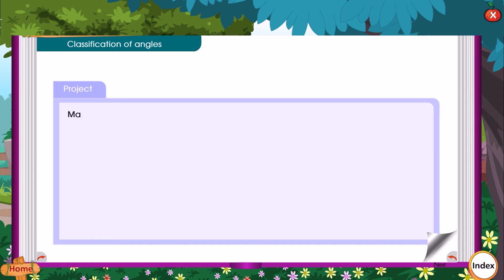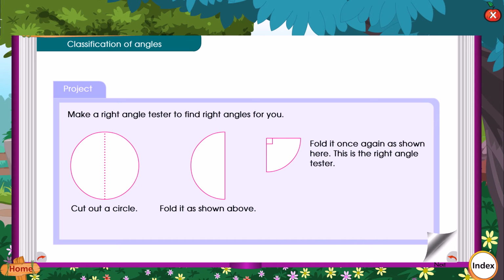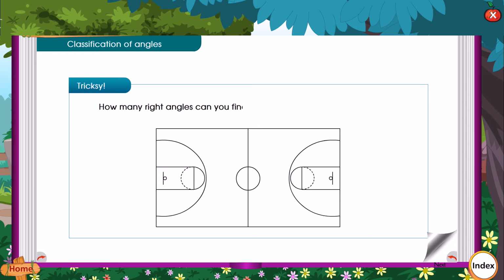Project. Make a right angle tester to find right angles for you. Cut out a circle. Fold it as shown above. Fold it once again as shown here. This is the right angle tester. Now make the list of the right angles you can find around you using the testers. Trixie, how many right angles can you find in the basketball court?